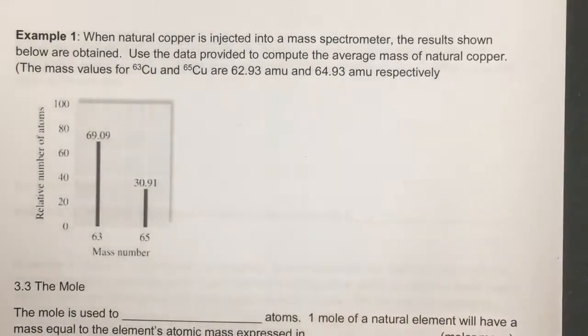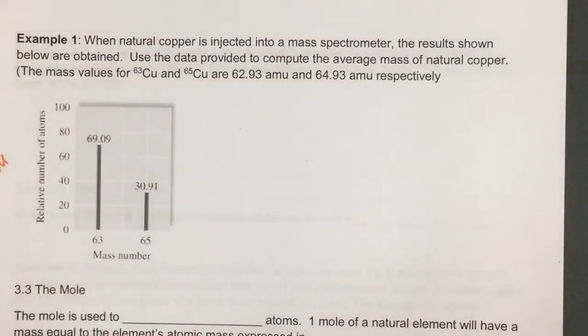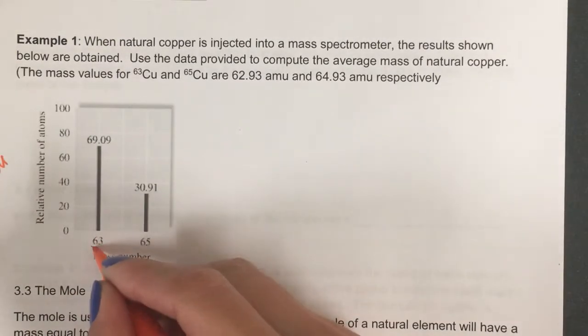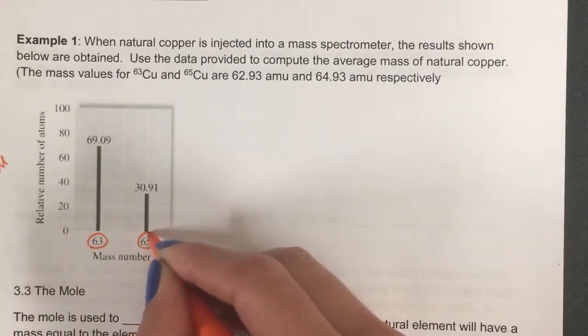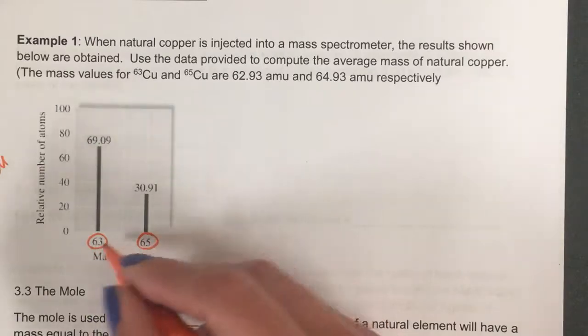Here we've got our example. So when natural copper, so this data table's for copper, is injected into a mass spectrometer, the results shown below are obtained. Use the data provided to compute the average mass of natural copper. So I've got 2 isotopes for copper, 63 and 65. Okay?